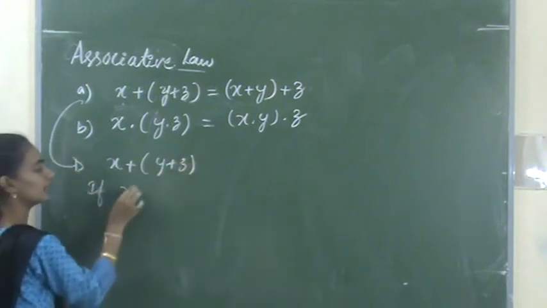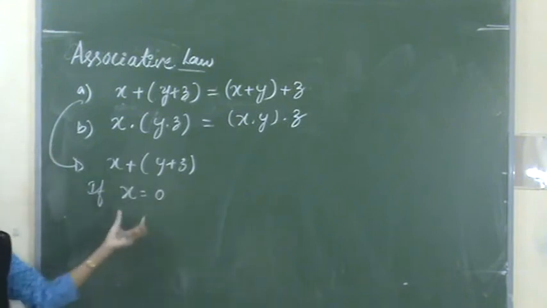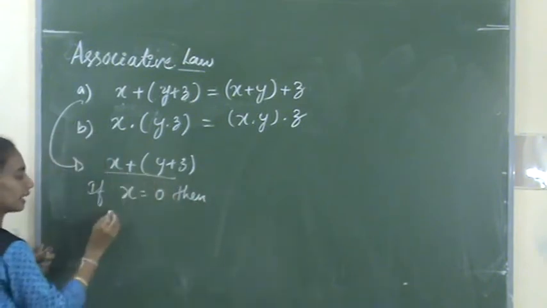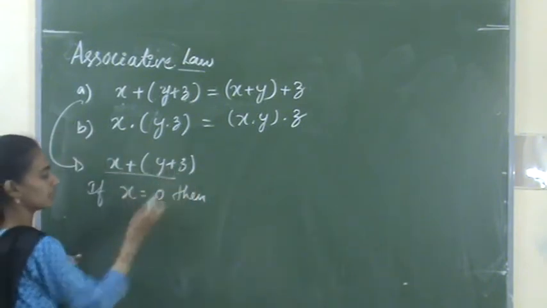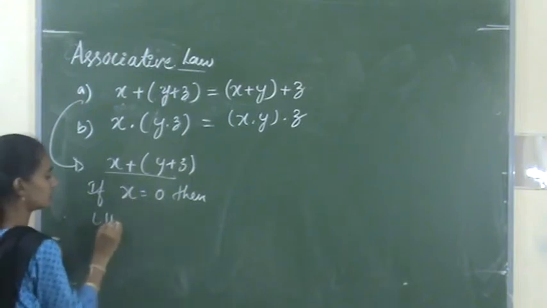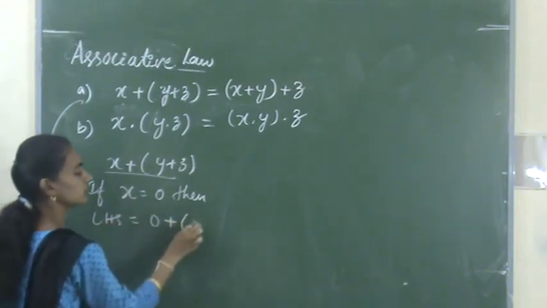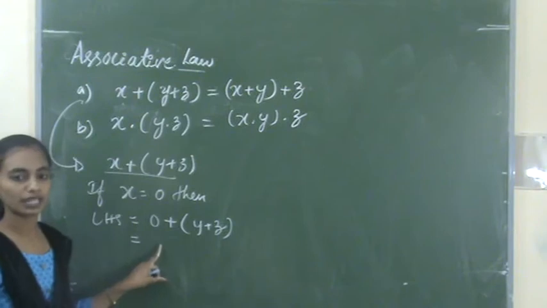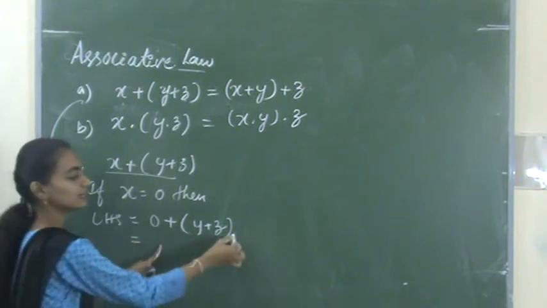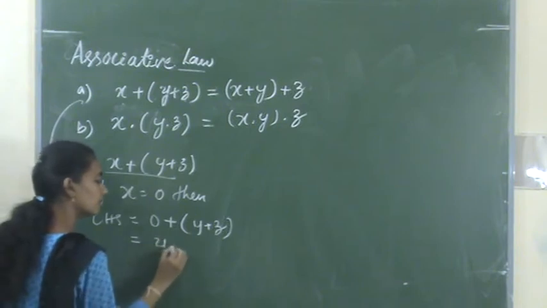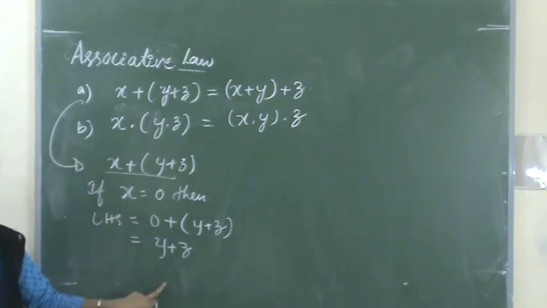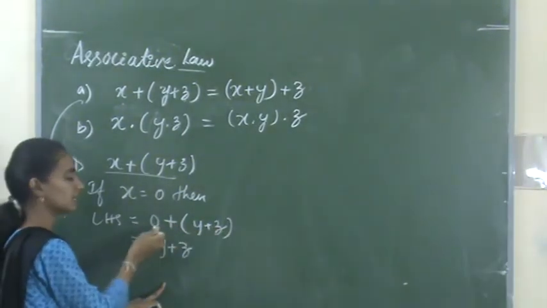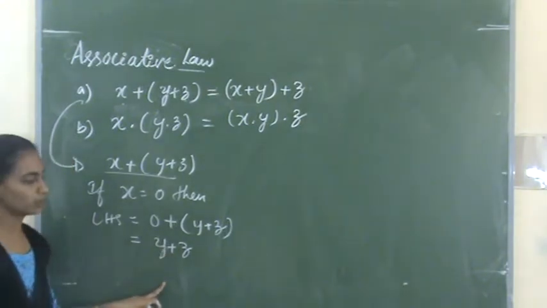Suppose I am providing X value as 0. So we are assuming that X is equal to 0. Now I am taking LHS, that is X + (Y + Z). If the value of X is 0, we get 0 + (Y + Z). We know the property of zeros: 0 plus anything gives whatever the variable is, that will be the result. So if you perform an OR operation with any variable and 0, we get the variable value itself.